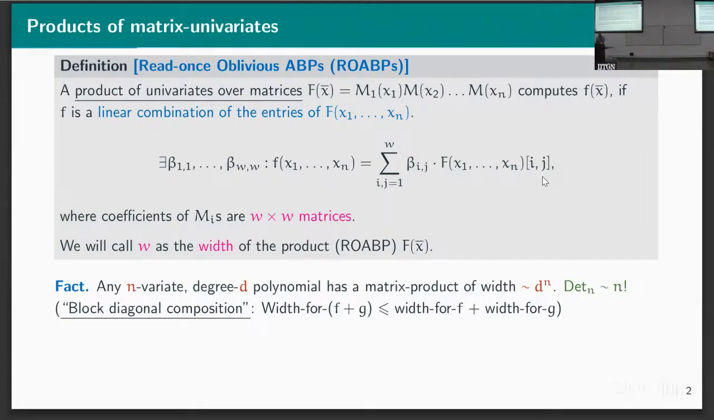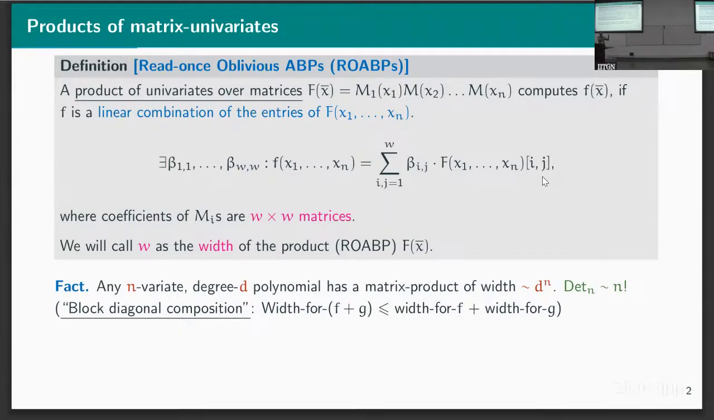So here is a fact. Any n variable degree d polynomial can be written, in this sense, as a product of univariate matrices of width d to the n. Before that, this is what an ROLP is. An ROLP is a product of univariate polynomials where the coefficients are matrices, and at the end you take some linear combination.